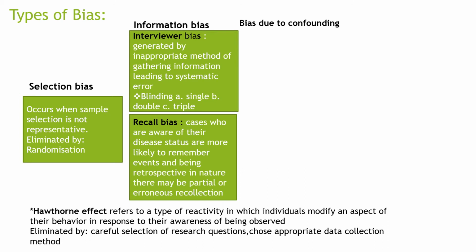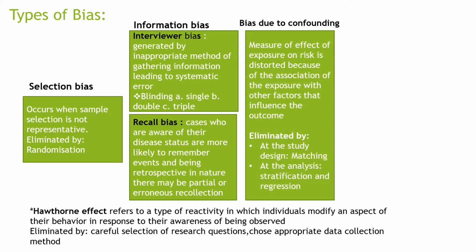Now coming to the next type of bias, the bias due to confounding. It is when the measure of effect of exposure on risk is distorted because of the association of the exposure with other factors that influence the outcome. And how is it eliminated? It is eliminated at the study design level by a procedure called matching, and at the analysis level by using stratification and regression.